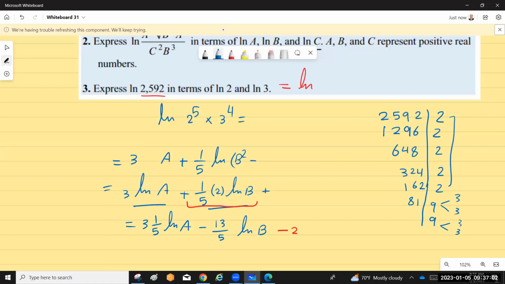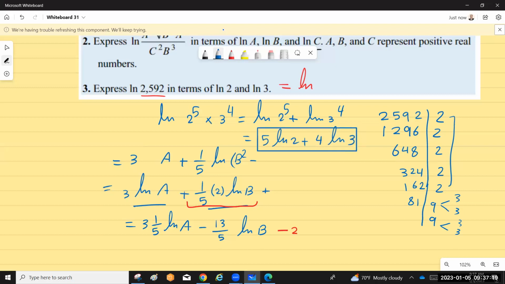And the product is ln 2 power 5 plus ln 3 power 4, which is equal to 5 ln 2 plus 4 ln 3. So I wrote the expression in terms of ln 2 and ln 3 only now. Okay, this is all the questions I have today.